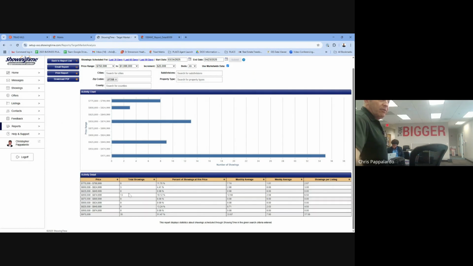Right now, there was nothing in the 825 to 849 range, so I can't give them an expectation of that right now. But this helped us price it, because I told them they could price it between 850 and 875. They wanted to go like 950.